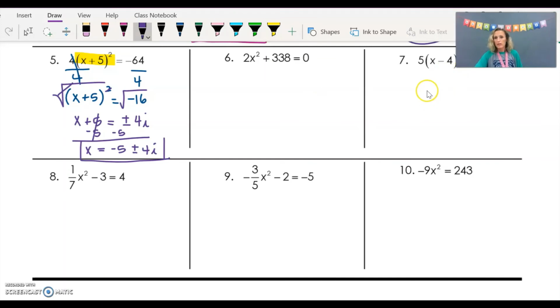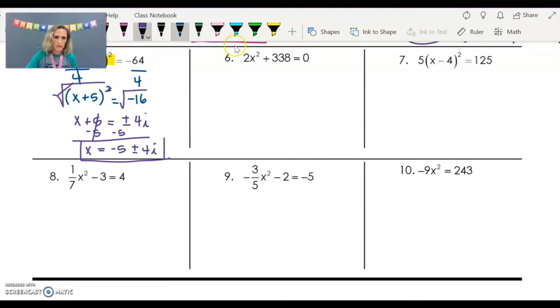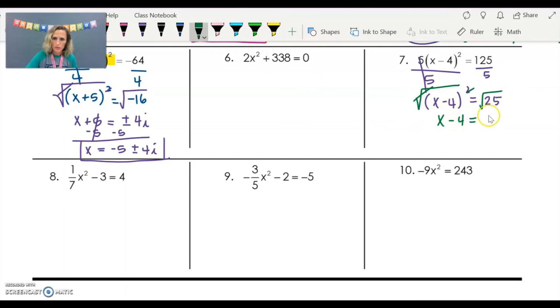Now don't tune me out on number 7 because I need for you to watch what I'm doing here. So we're going to divide both sides, same thing as we did on number 5. So now we have x minus 4 quantity squared equals 25. We're going to take the square root of both sides of the equation, and that gives us x minus 4 equals plus or minus 5. And you're probably wondering, what's so tricky about this? This looks pretty much exactly the same as what happened on example 5.